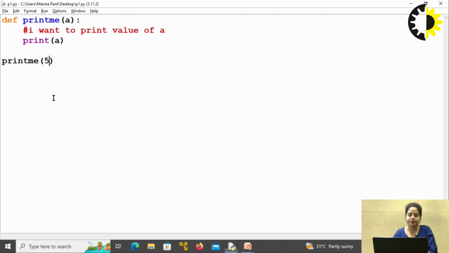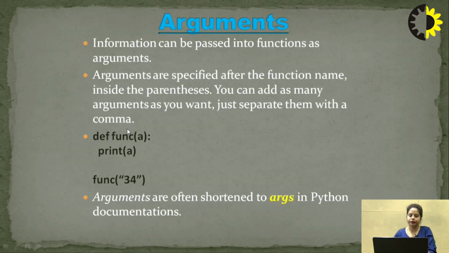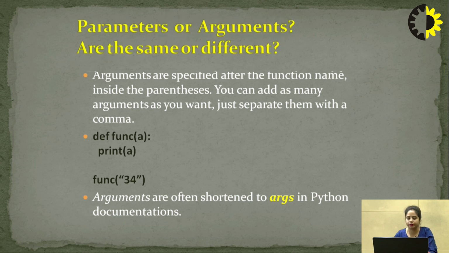5 is printed. This 5, after calling the function, goes to the definition part, and this 5 will be assigned to A, and the print function will print the value of A, that is your 5. This A is known as a parameter, and this 5 is known as an argument. Arguments are often shortened as args in Python. This is the short form of arguments in Python documentation.